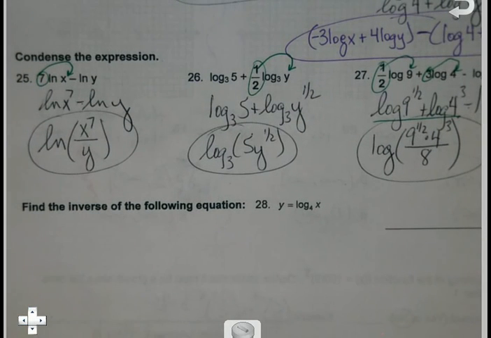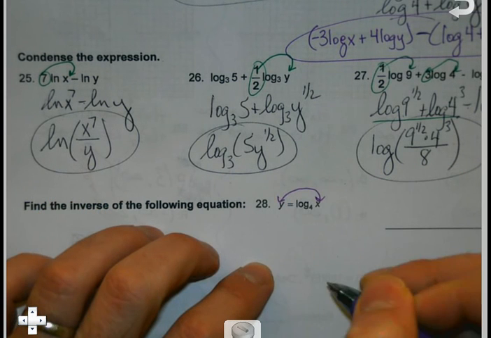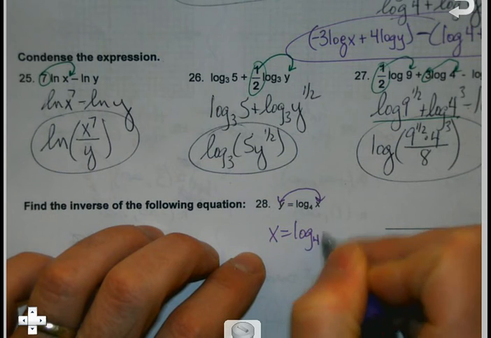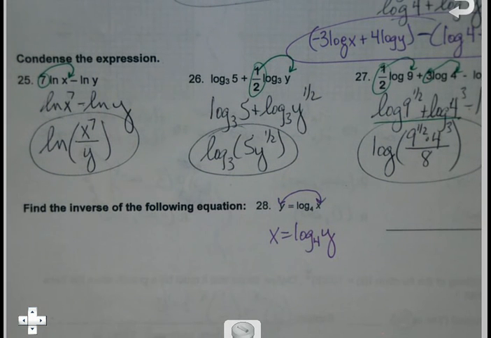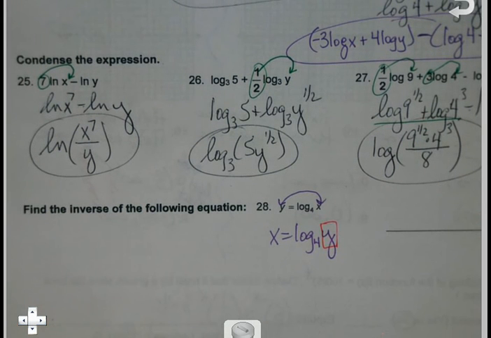Find the inverse of the following. Inverses, reminder. Those two values right there are going to switch. We get those flopped. And then again, my whole goal here is to get the y by itself, to solve for y. Well, that log 4 is in the way, but unfortunately, I can't just divide both sides by log base 4. We have to exponentiate.